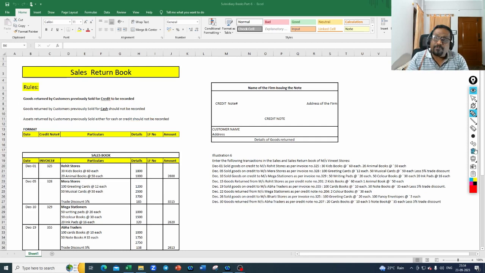Next, how the format looks like. As usual, similar. Date: when the returns are received from customers, the date should be recorded here. Instead of debit note, here we record credit note. Right? So what is that credit note we are referring to here? What do you mean by credit note?